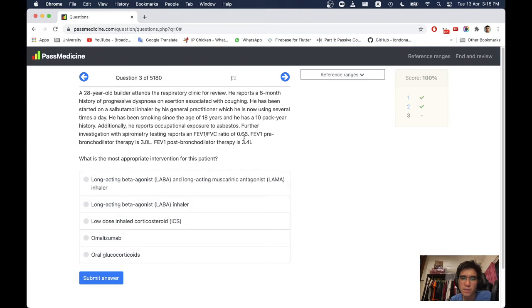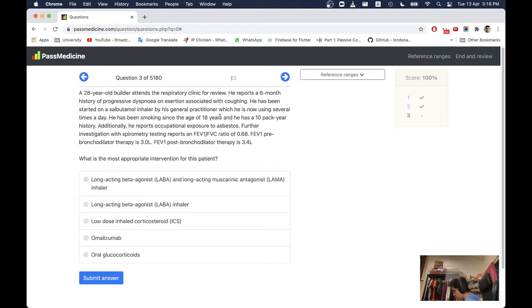Sounds like it is a restrictive disease because it's less than 0.7. I think that's the threshold. Arbitrary threshold, either 0.7 or 0.8, I can't really remember. And then it's kind of affected by bronchodilator, but how many percent is this? 3.4.